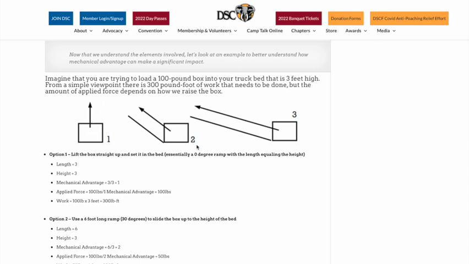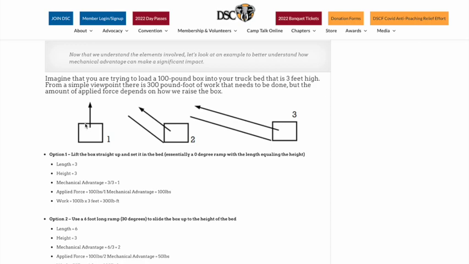You could slide it up a steep ramp, or you could slide it up a shallow ramp. The amount of work that you do in all three cases must be the same. The reason is that you are working against gravity, and the work that gravity is doing in trying to keep the box on the ground is a fixed amount. In this case, a 100-pound box times 3 feet of height is 300 foot-pounds of work that the force of gravity does as you lift the box up.